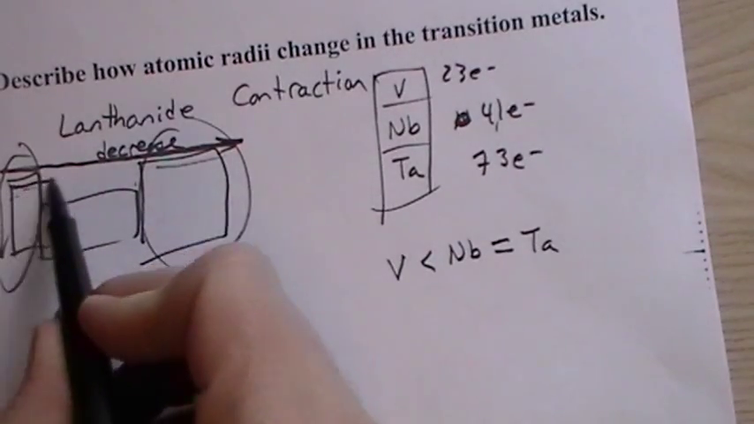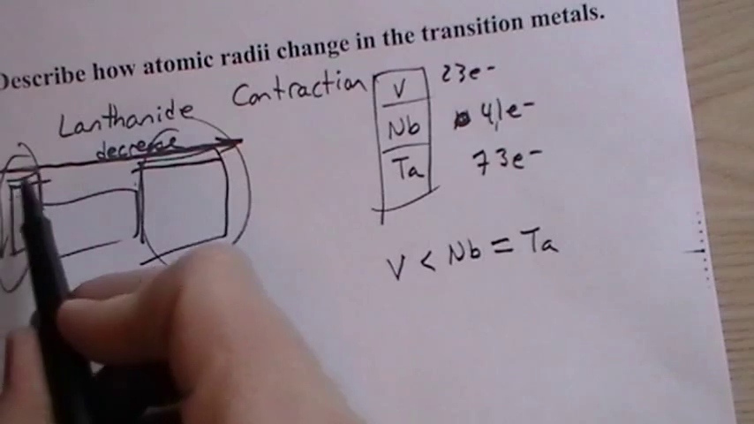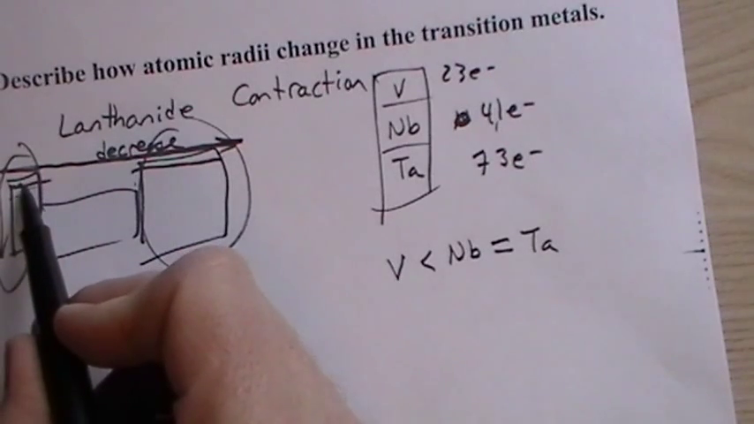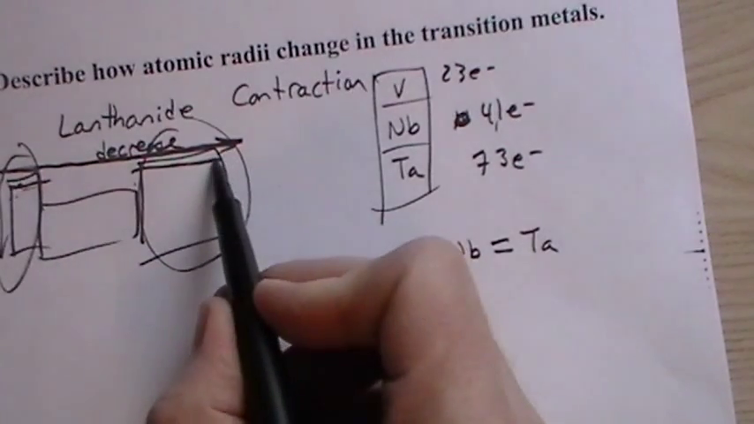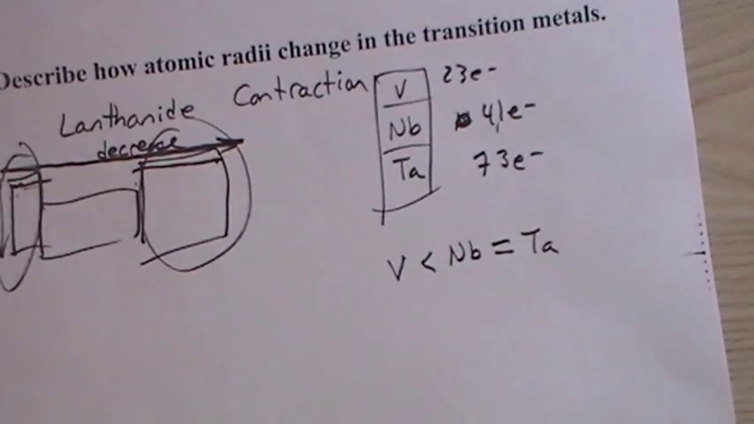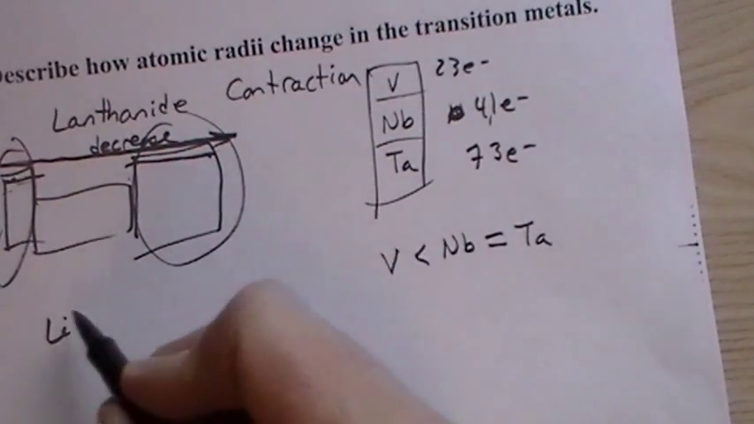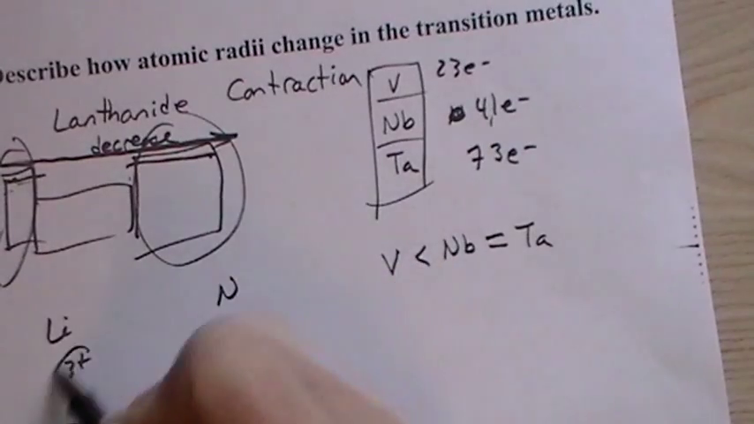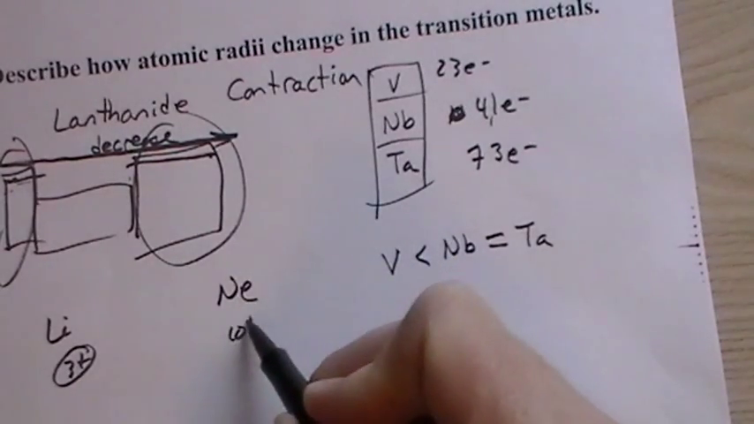As we move across a row, we know that the atoms, lithium, which has 3 electrons, is actually larger than neon that has 10, because as we add in the electrons, they're all going into the same shell. They're all being affected in the same way by the nucleus, and so the only thing that's changing is the nuclear charge. Going from lithium, which is +3 for its nucleus, to neon, which is +10.